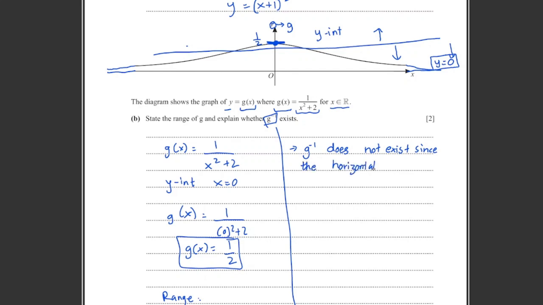The horizontal line test fails as the horizontal line cuts at 2 points. Okay, so the g inverse does not exist.